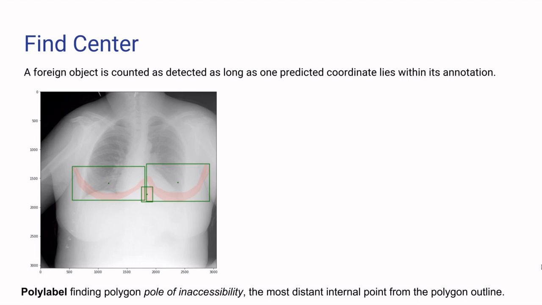So then I use an algorithm called polylabel, which finds the pole of inaccessibility, that is the point most distant from all the polygon outlines.